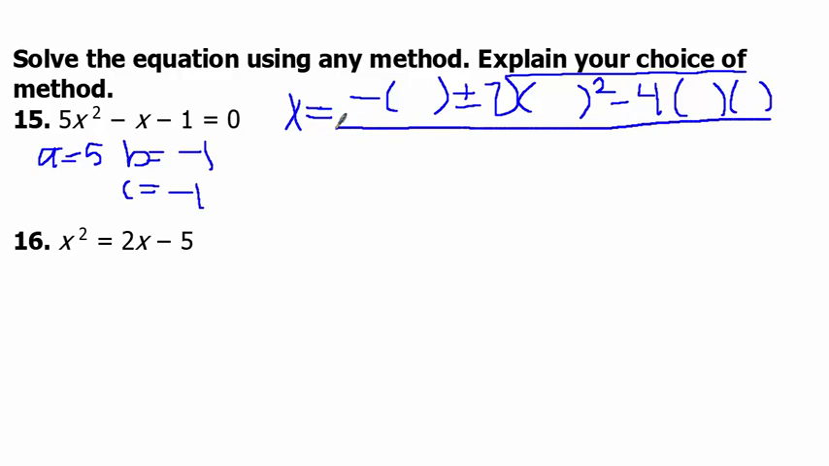Remember, this is under the entire thing, 2 times a. So what am I plugging in there? B, A, C, and A again.